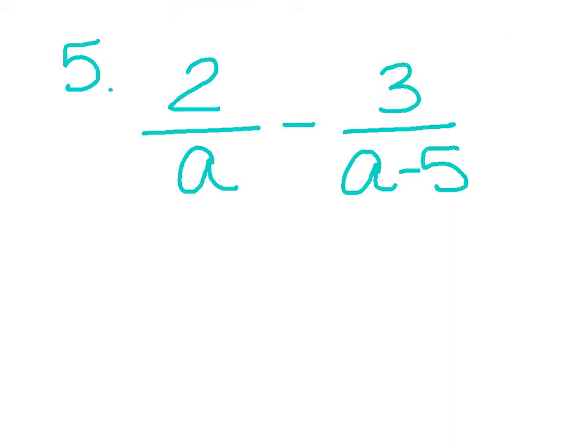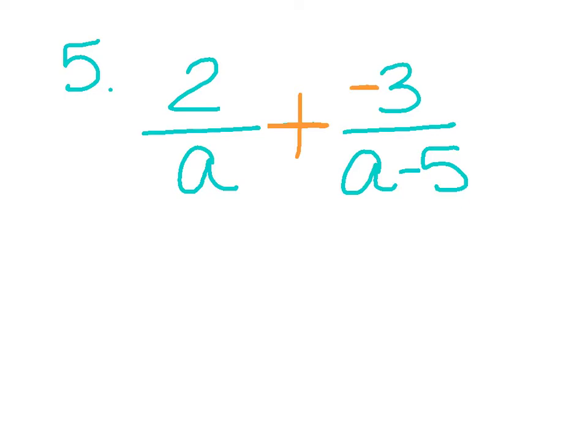All right, number 5, a little different from the previous ones. 2 over a minus 3 over a minus 5. So first thing I'm going to do right away is I'm going to get rid of this minus sign by turning it into a plus and then making everybody after it the opposite. Well, there's only 3, so I only have to make that one term negative.